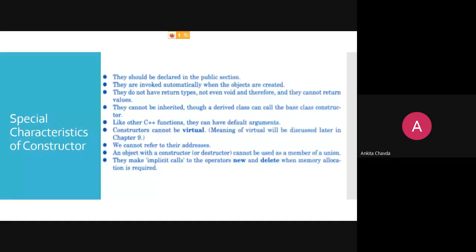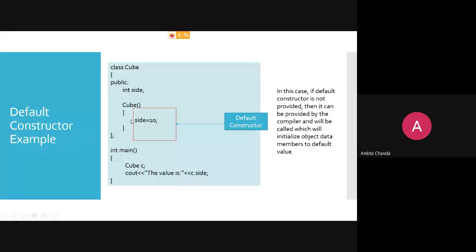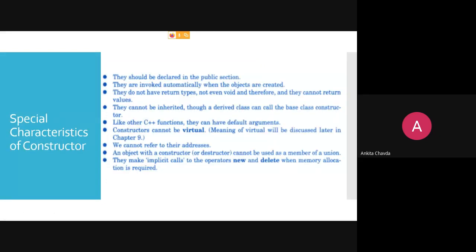Now the special characteristics of the constructor. What kind of characteristics is it having? The constructor has such special characteristics. They should be declared in a public section. So we did that, we have given this into our public section. They are invoked automatically when the objects are created.